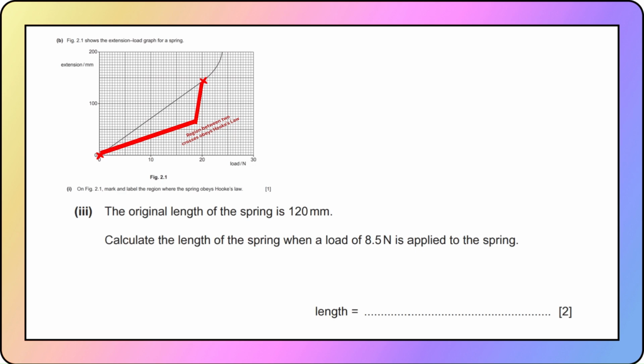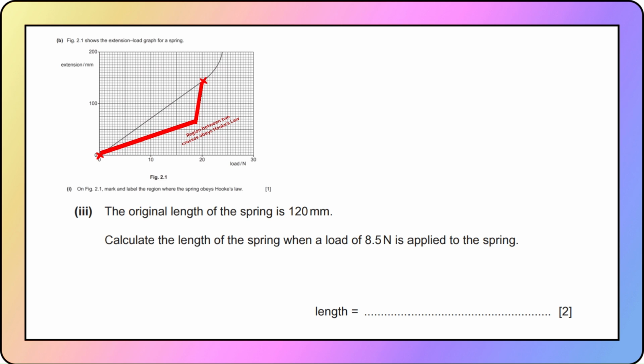Part 3 states that the original length of the spring is 120 millimeters. Calculate the length of the spring when a load of 8.5 newtons is applied to the spring. Okay, we just have to add the original length and the extension at 8.5 newtons, as this would give us the length of the spring after it has been extended.